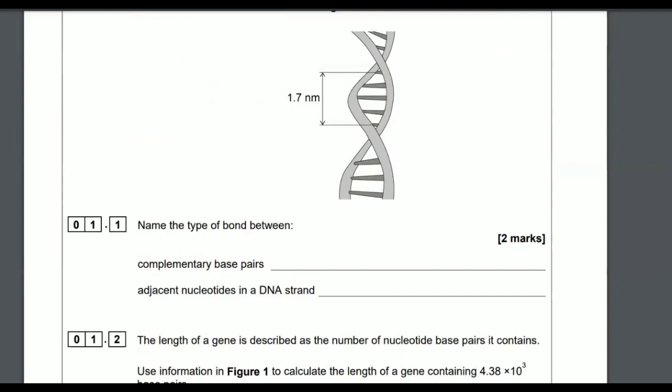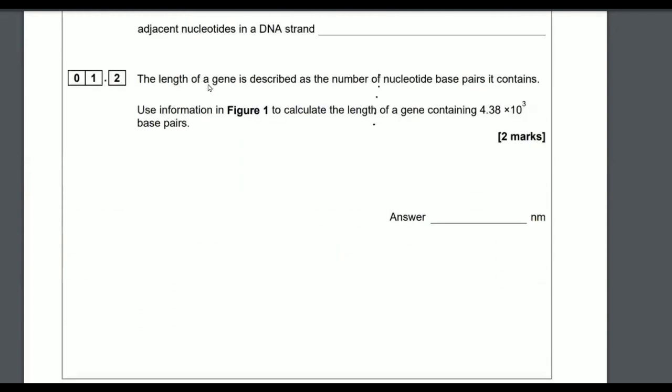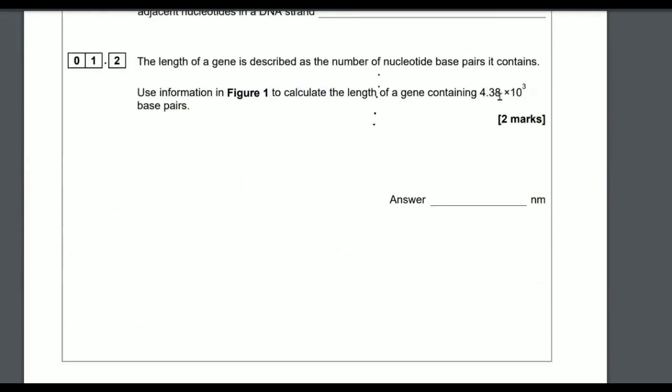How many bases are they giving us the length of here? 1.7 nanometers. And how many bases are in there? 1, 2, 3, 4, 5. So we need to actually find out how many sections of 5 are within that number. And there's a total of 4.38 times 10 to the 3. We know how long a 5 base section is, so let's divide 4.38 times 10 to the 3 by 5 and then times it by 1.7 nanometers, and that's how you'll get your answer.